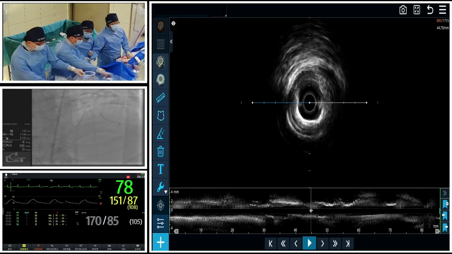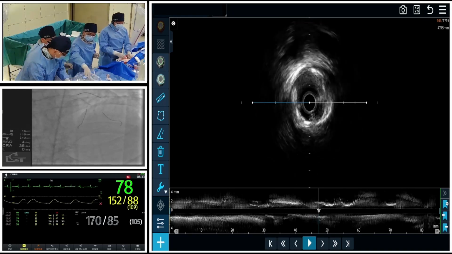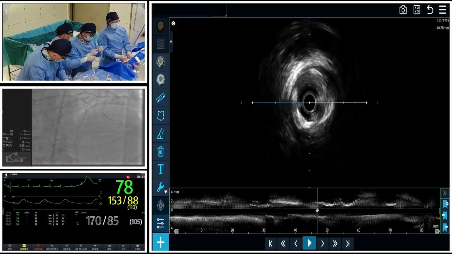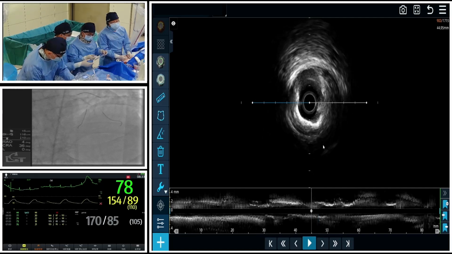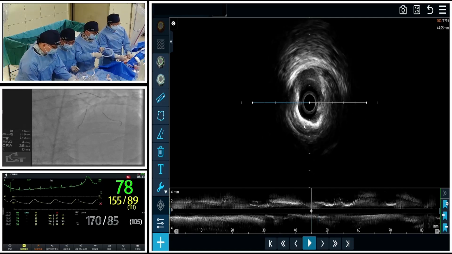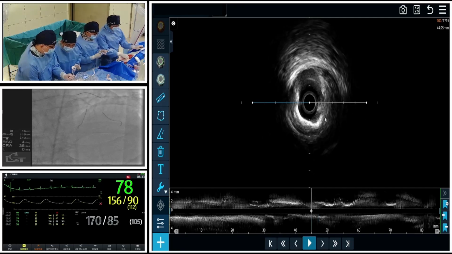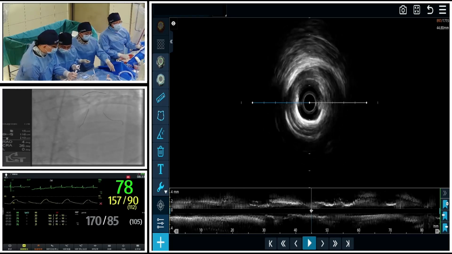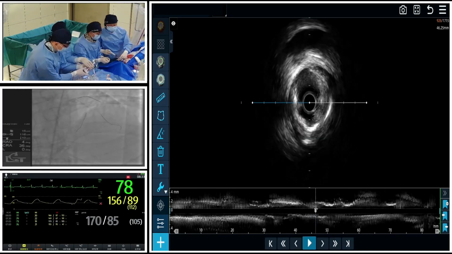We come back to the proximal part here. Here it seems it doesn't cause a great fracture, but we do not worry too much about this one because it's relatively not too great an angulation, just a little bit.